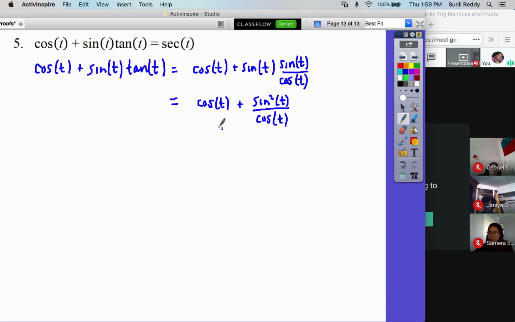Now, adding two things together, if my goal is to get one thing, I know from middle school math that adding fractions together means getting a common denominator. So I'm going to get a common denominator now. This cosine of t on its own, if I want cosine of t as its denominator, I'd have to multiply top and bottom by cosine of t. I still have the addition of that other fraction. Oops.